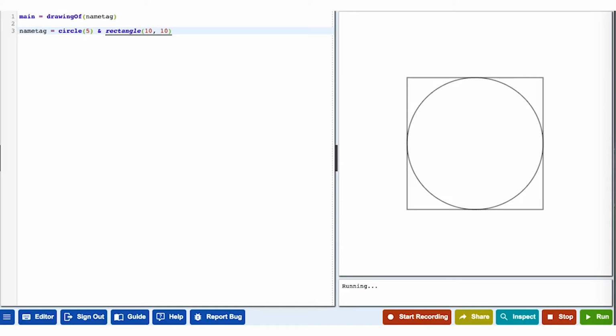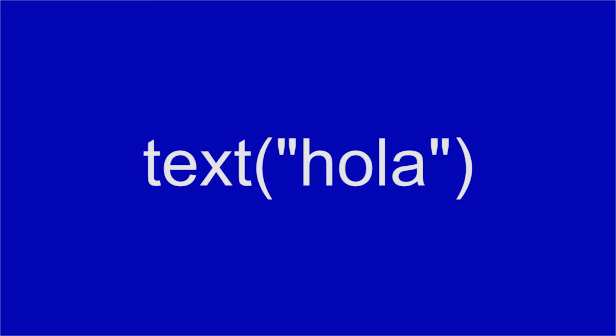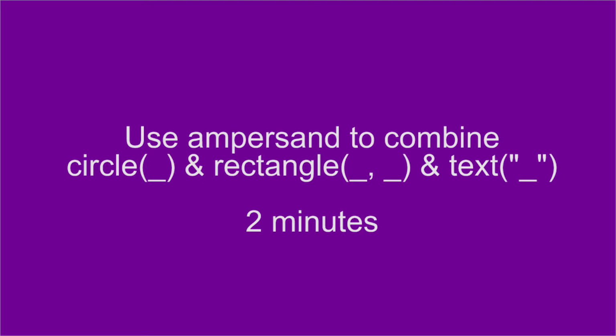Now that you've got a nice border, let's add your name. The next function we'll learn is the text function. The text function has an input that is letters or words, and an output that is a picture of those letters or words. There's one more detail though. You'll need quotation marks around the letters or words you want to add, like this. Otherwise, the computer will mistake them for code. You can use the ampersand again to add this picture as a new layer of your name tag. Give it a shot.